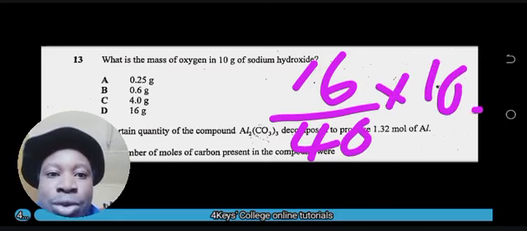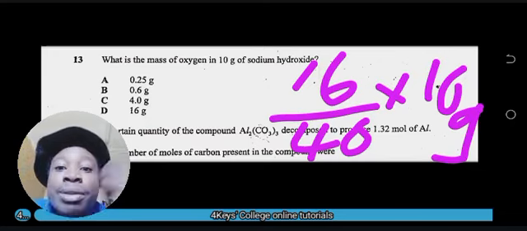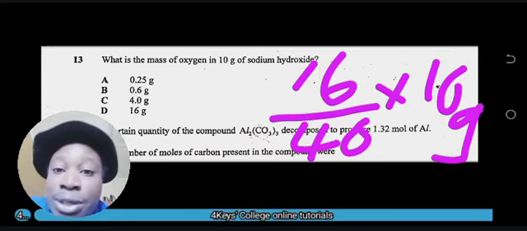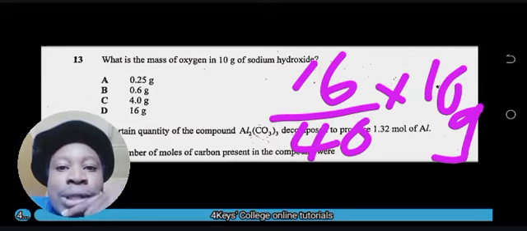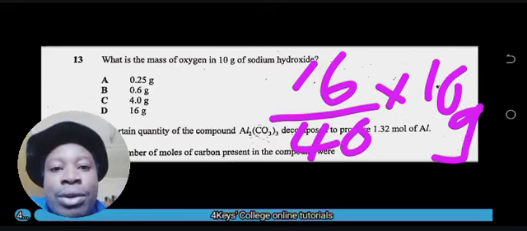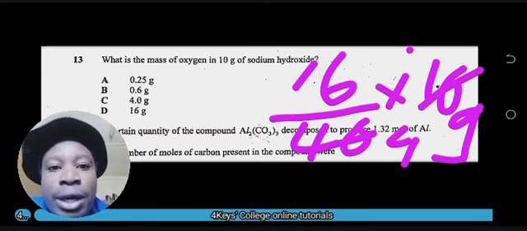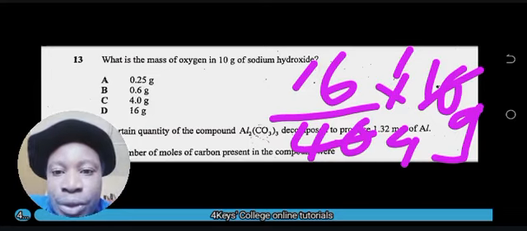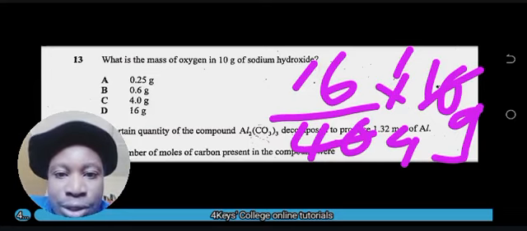So this is a case where you do not have to calculate the percentage composition, but you can simply use that fraction and multiply it by the mass of the sample that you're given. So in this case, if you simplify there, you're going to get your 4 here, your 1 here. So that would be 4 grams. So this is a typical question that you can come across.